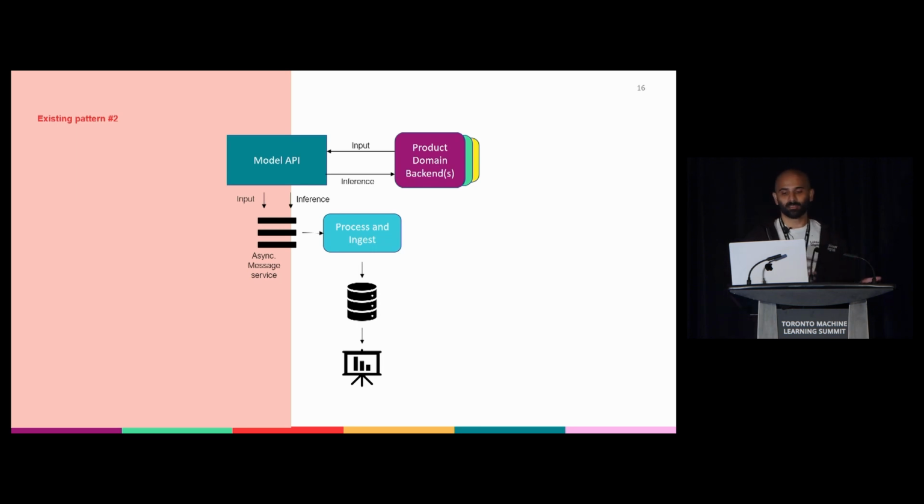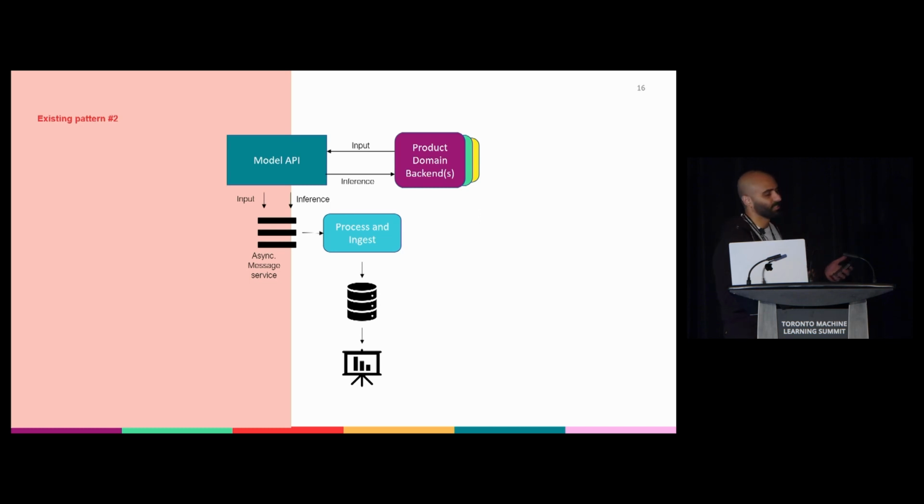Now, let's look at another pattern. Let's call this pattern number 2. We can see that it's similar to pattern number 1 in that the backend service requests an inference from the model. This could be a backend that provides inventory details to an internal tool for stores, for example.